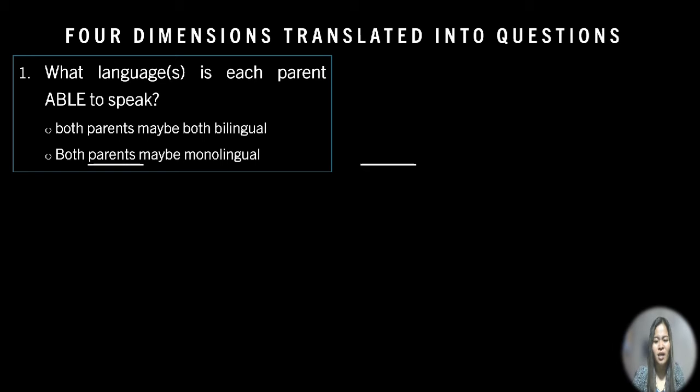In some other families, one parent may be bilingual and the other monolingual. When asking what language or languages each parent is able to speak, it is important to consider whether those languages are minority or majority languages. So let's say the most used or majority language in your family was English.